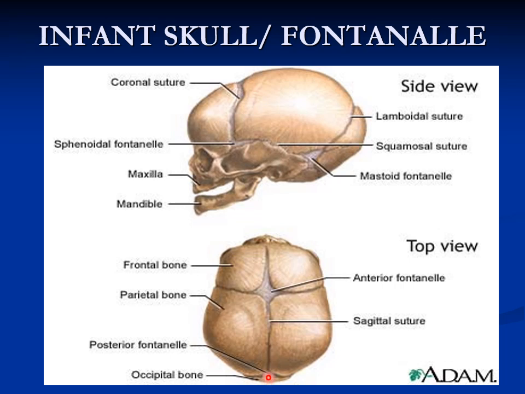Posteriorly, at the lambdoid suture or lambda, again you can see a wider gap, but it is smaller as compared to the anterior one. That is the posterior fontanelle. The anterior fontanelle disappears and fuses at the age of 18 months, and this posterior fontanelle disappears much earlier, at the age of 2 to 3 months.